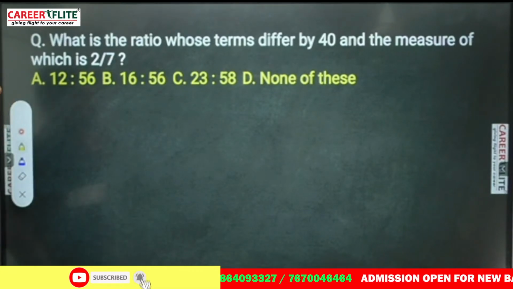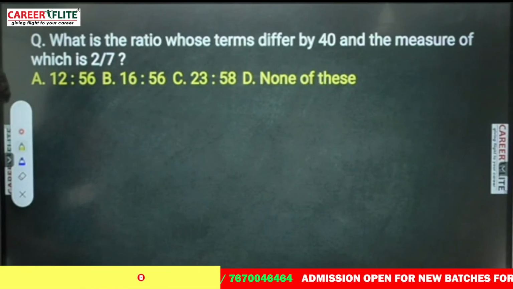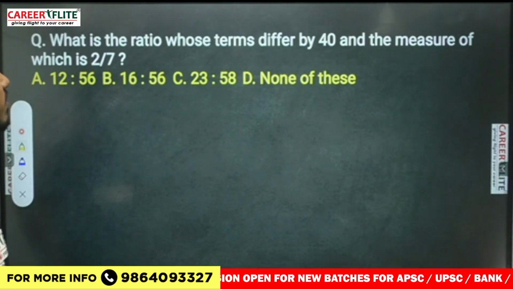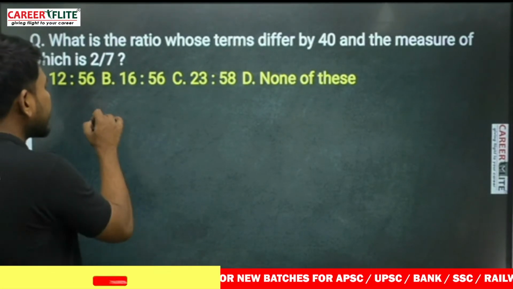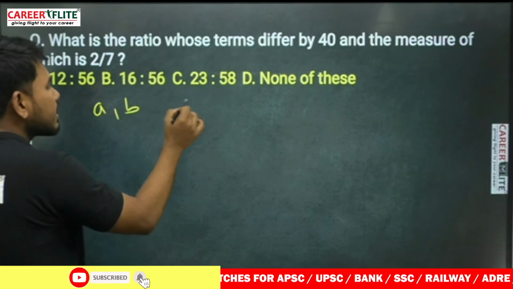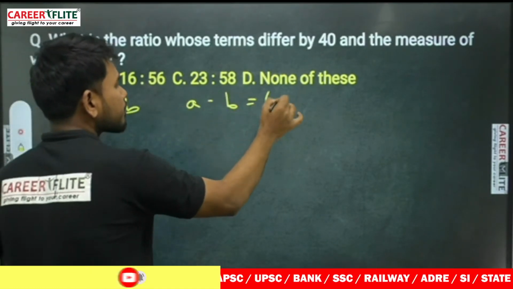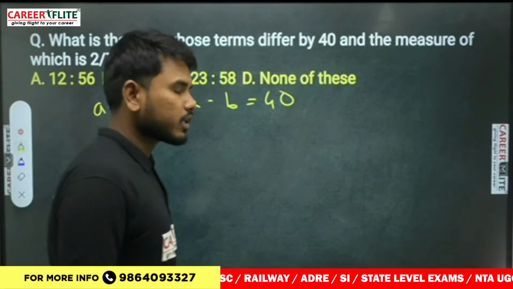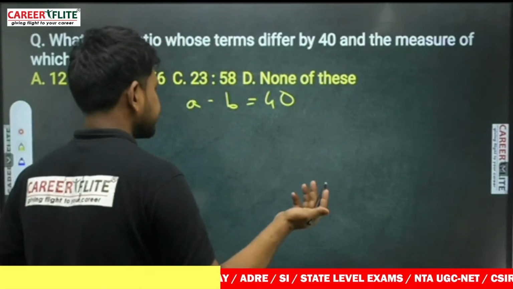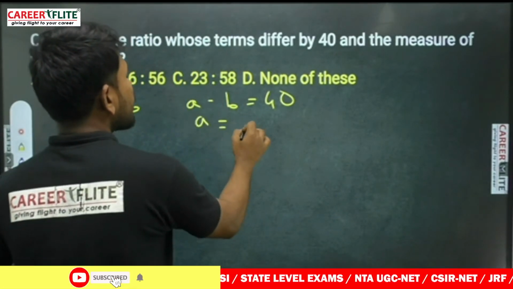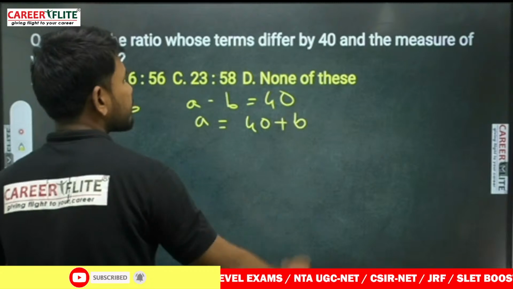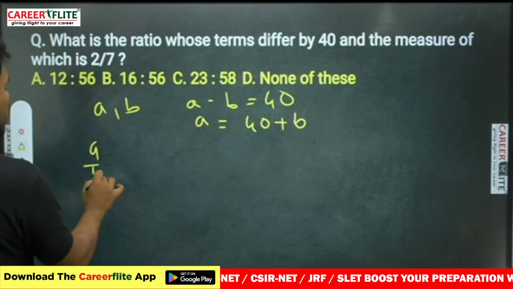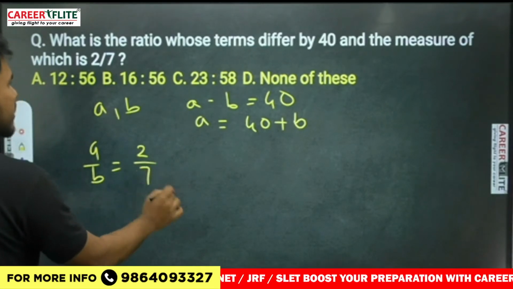What is the ratio whose terms differ by 40 and the measure of which is 2 by 7? So what is the ratio whose terms differ by 40? That means if A and B are the terms, A minus B is equal to how much? 40, right? A minus B will be 40. So A will be equal to 40 plus B, right? And the measure of which is 2 by 7. That means measure means A by B is equal to 2 by 7.